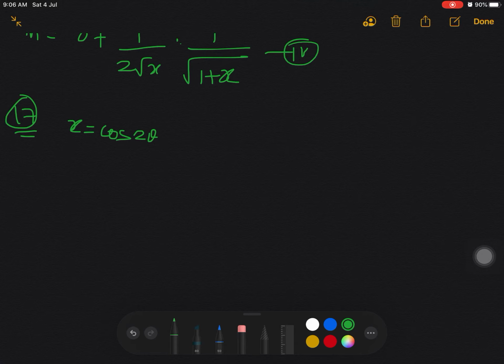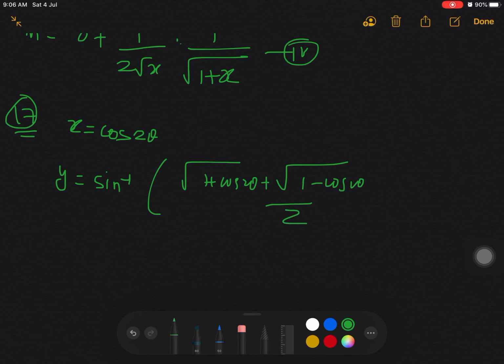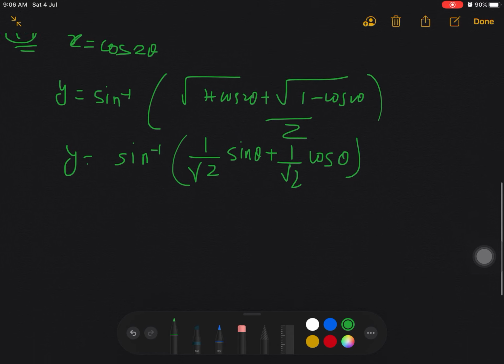If we put x is equal to cos 2 theta, we can write this expression to be whole root over 1 plus cos 2 theta plus whole root over 1 minus cos 2 theta divided by 2. We know the formula of 1 plus cos theta and 1 minus cos theta. We can write this expression to be 1 by root 2, if the root 2 which came outside the root, I have divided it by 2 present at the bottom, sin theta plus 1 by root 2 cos theta.